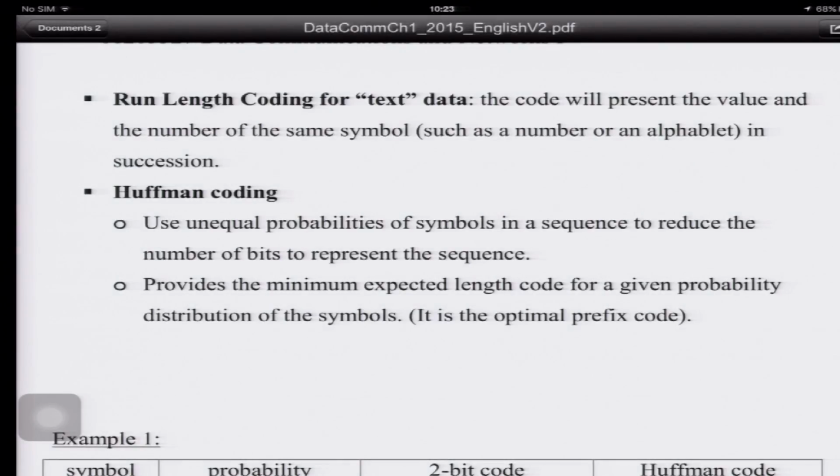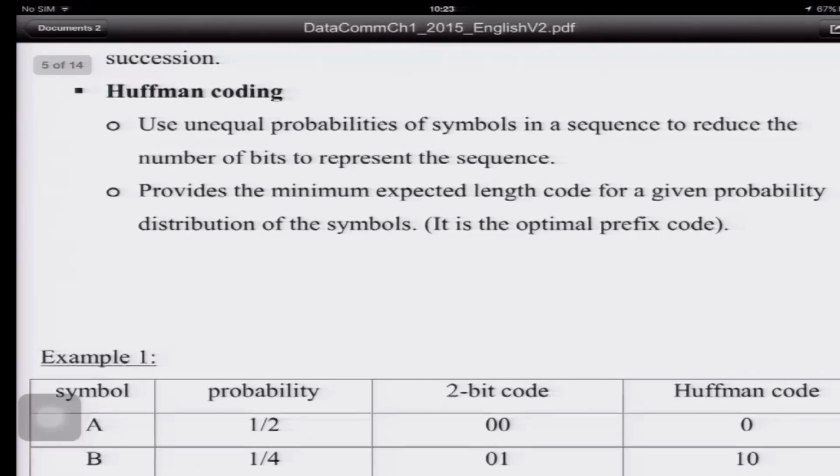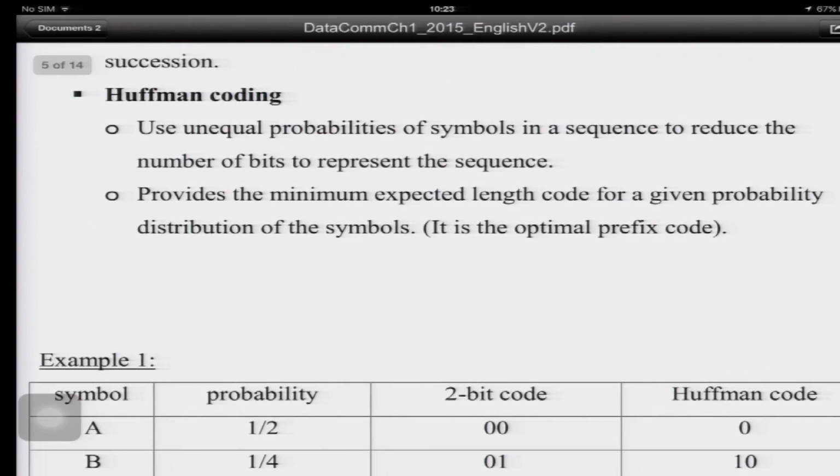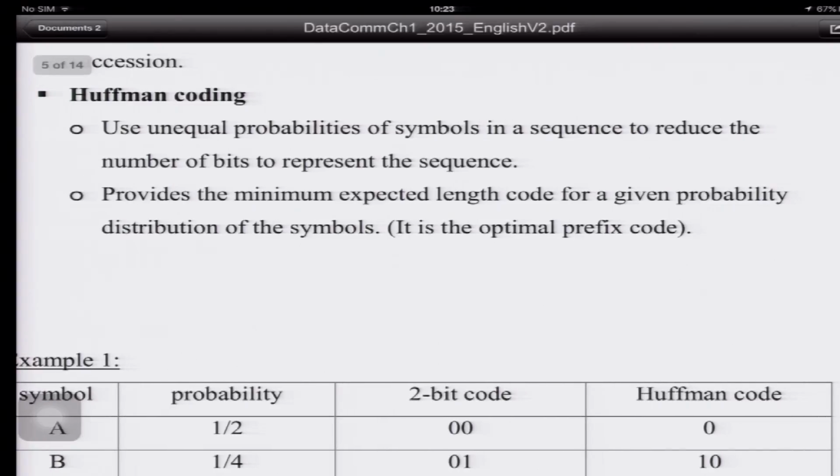Now the second technique is called Huffman coding. Huffman coding is named after Huffman. He's the one who created this coding technique. Huffman coding uses unequal probabilities of symbols in a sequence to reduce the number of bits to represent the sequence.